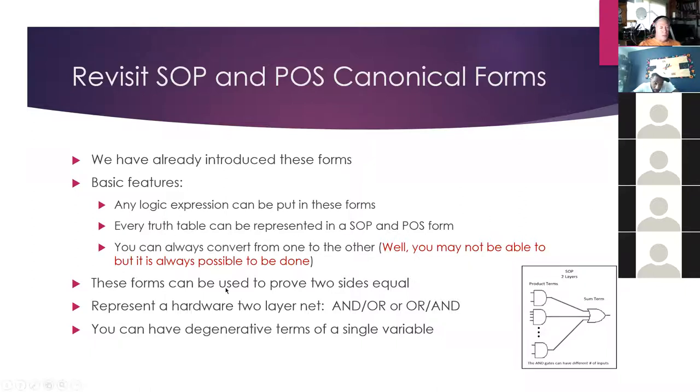So you can always switch. And these forms can be used to prove two sides are equal. If you put both sides in the SOP form, then you should be able to see that they're equal. You can represent a hardware two-layer network. It can always be done in AND/OR, with a set of input AND gates and one output OR gate, or with a set of input OR gates and one output AND gate. You can also do it in NAND/NAND and NOR/NOR. You can use exclusive OR gates as well. You can do the entire logic design course using exclusive OR gates in canonical form. That's the other canonical form, but we're doing it with SOP and POS. And you can always have a degenerate term, which is just a single variable, in which case you wouldn't have the input gate; the single variable would just go in directly.